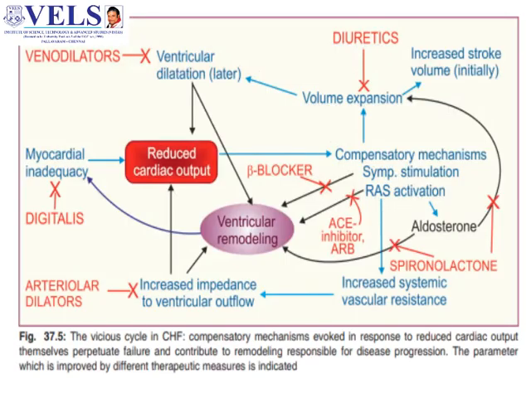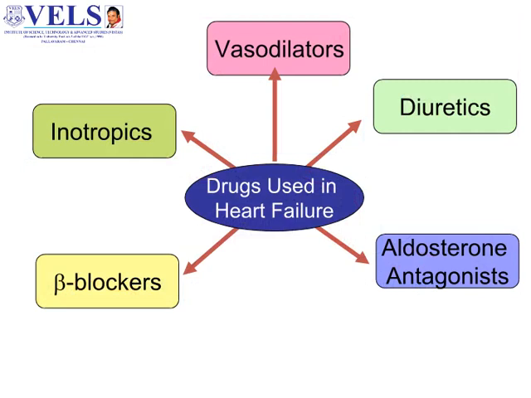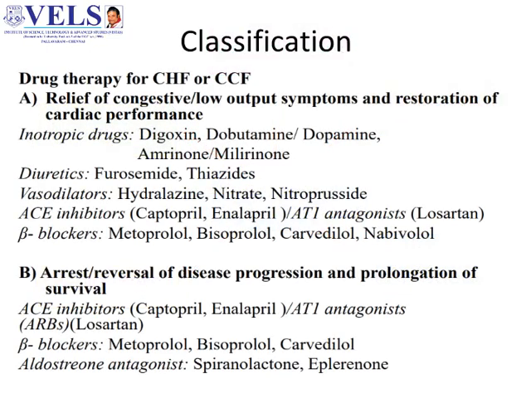This slide explains how the reduced cardiac output can be reversed with the help of drugs, highlighted in red. Heart failure can be treated with the help of inotropics, beta blockers, ACE inhibitors, ARBs, aldosterone antagonists and diuretics. Classification of CHF treatment. The low cardiac output can be relieved with the help of inotropics, diuretics, vasodilators, ACE inhibitors and beta blockers. The survival and arrest of heart failure progression can be done by ACE inhibitors, beta blockers and aldosterone antagonists.